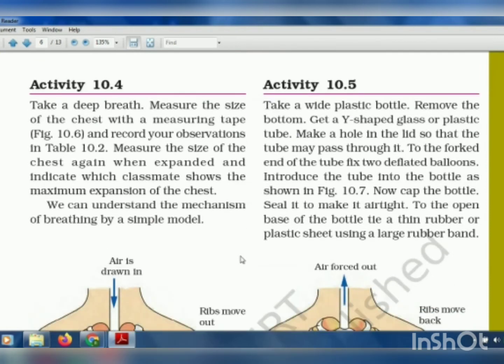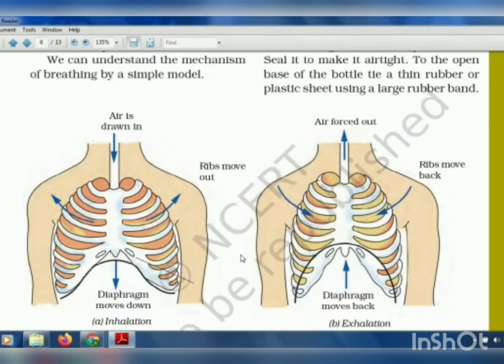Now in this activity 10.4, it is given that we can measure the size of our chest when we do the inhalation. At that time you have to take your observation, and also at the time of exhalation. So you can see that the chest size at the time of inhalation is more as compared to the chest size at the exhalation time. Okay, so you can see this in this figure.